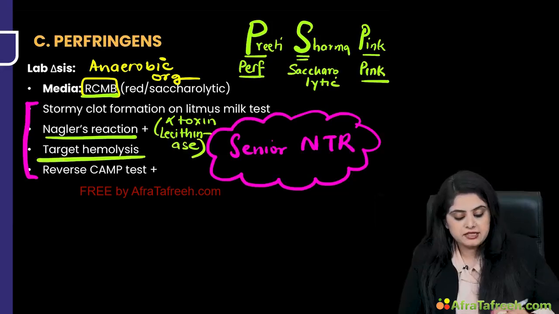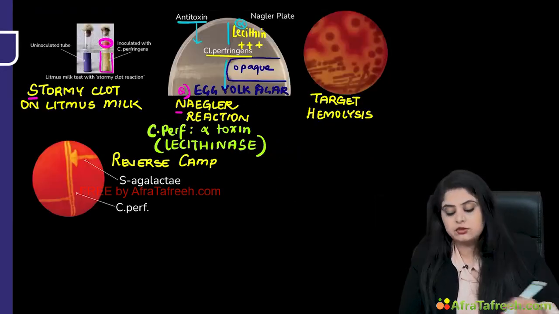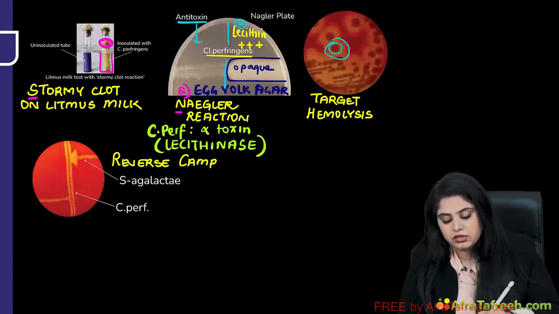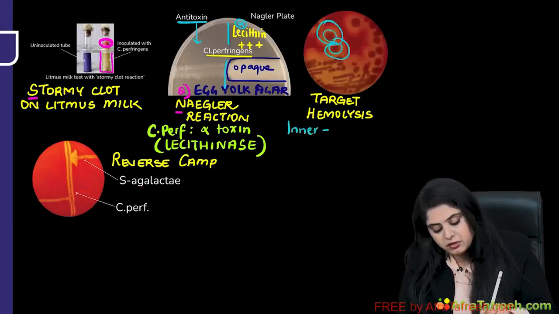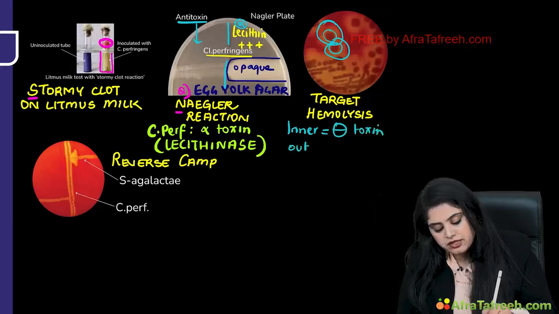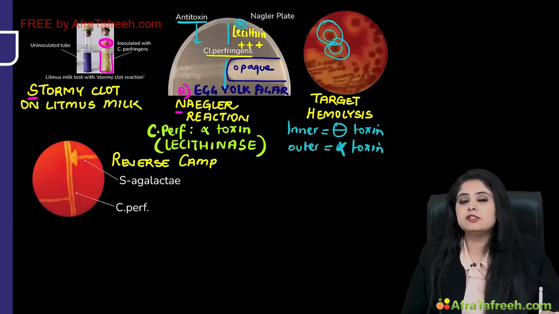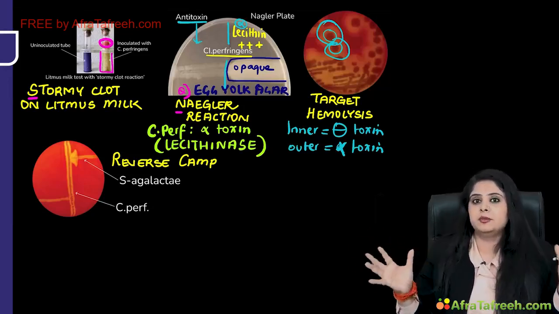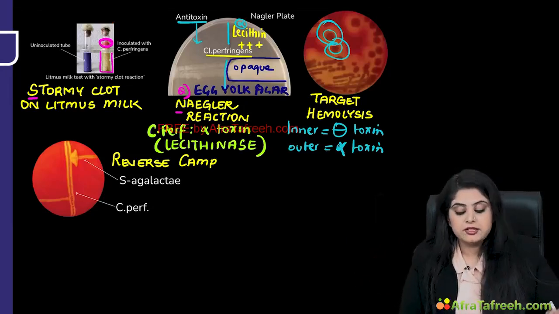What is T? T stands for target hemolysis. Now, what is this target hemolysis that you see? You can see one zone and two zones. You can see a double zone of hemolysis. So please remember, the inner one is because of which toxin? It is because of theta toxin, and the outer one is because of the alpha toxin. Okay, so inner one is theta toxin and outer one is going to be alpha toxin. Alpha comes first, so alpha is outside, predominant, and the inner one is going to be the theta toxin. Okay, senior NTR.